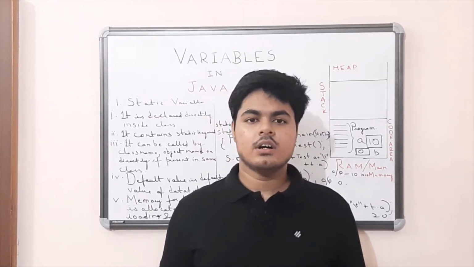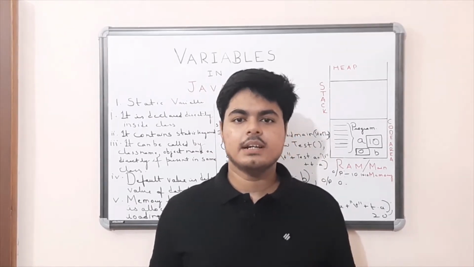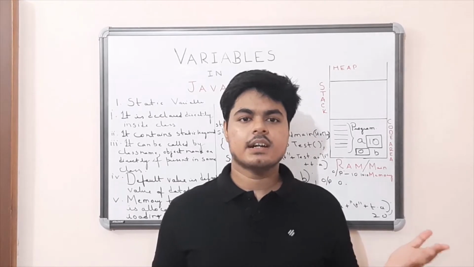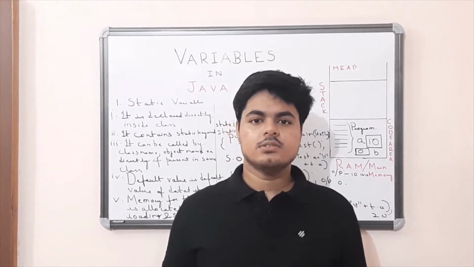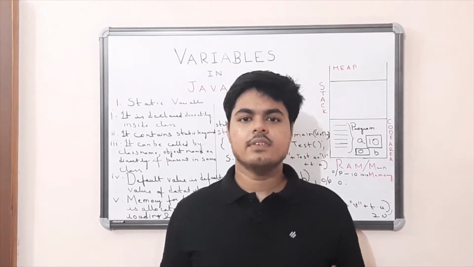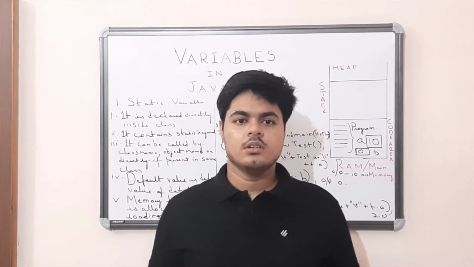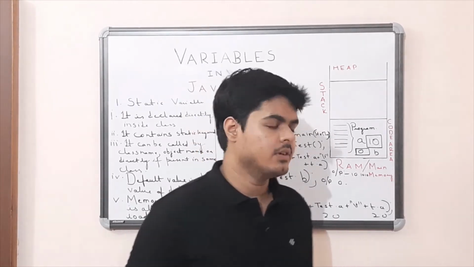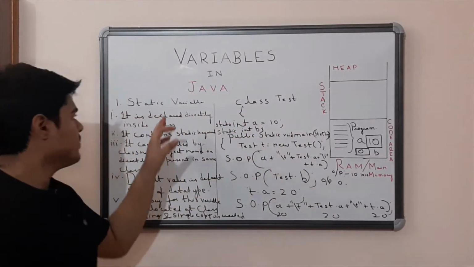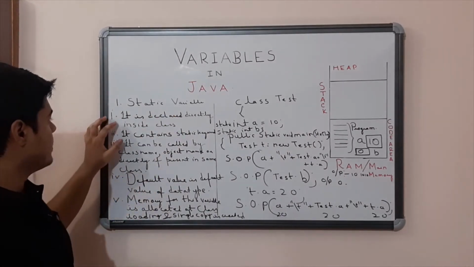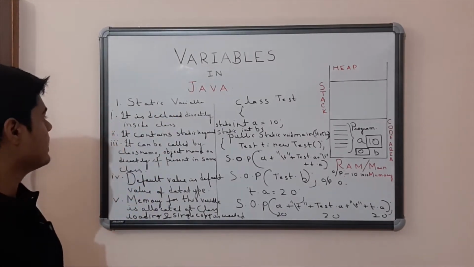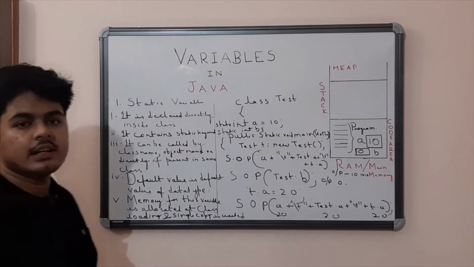So in Java, when we declare a variable as static, it is a class level variable. That is, all the objects will have the same value for that variable. Now let us try to understand one by one. Now what is a static variable? First point is it is declared directly inside a class.